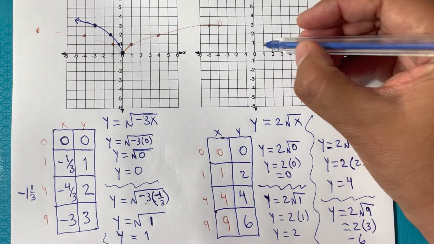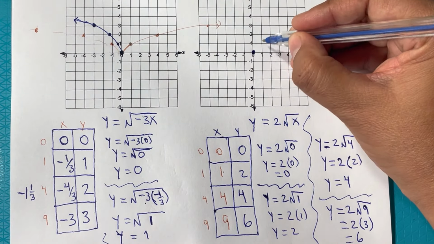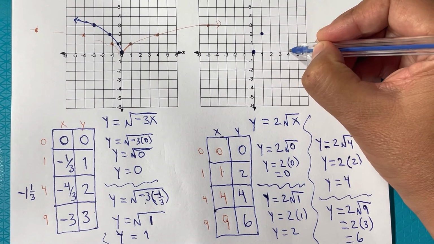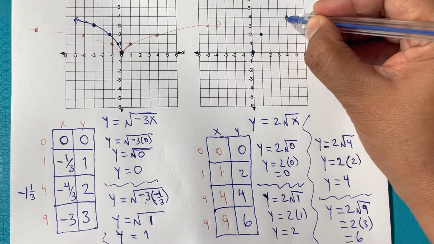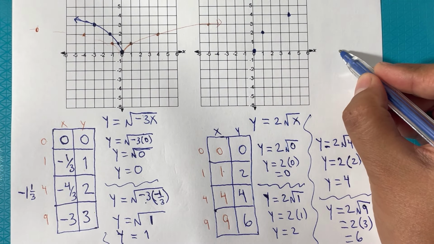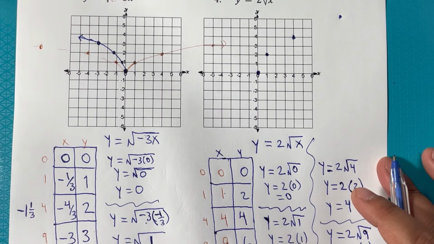So (0, 0) is right there. (1, 2) is right there. (4, 4) is right there. (9, 6) is somewhere about there. And that's my graph.